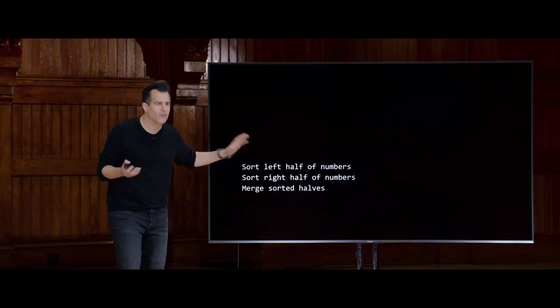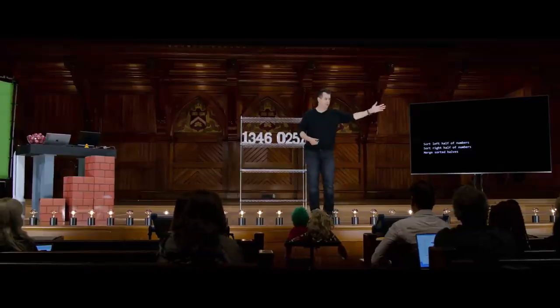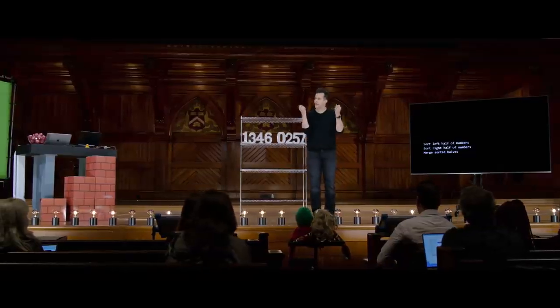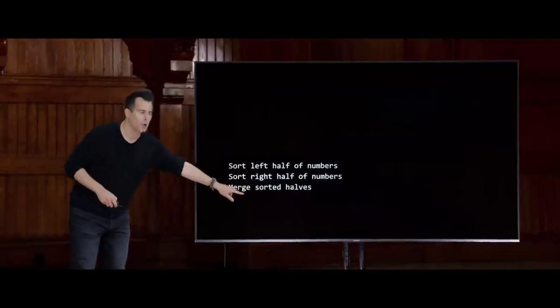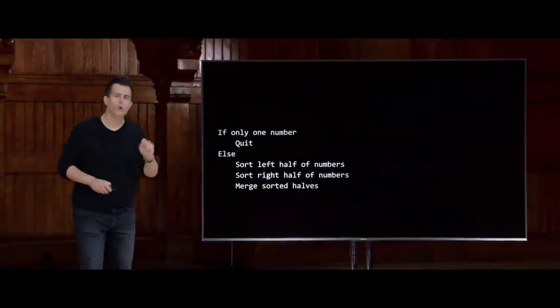And the first 2 lines here feel kind of obnoxious. I ask you to sort n numbers, and you say, well, you go sort these numbers and then sort these numbers. I haven't actually given you a solution to the problem. But there's some magic in this last step: merge the sorted halves. So what do I mean by that?